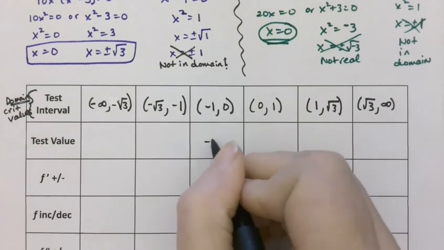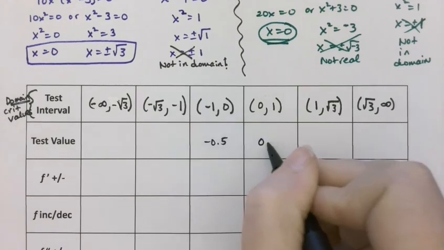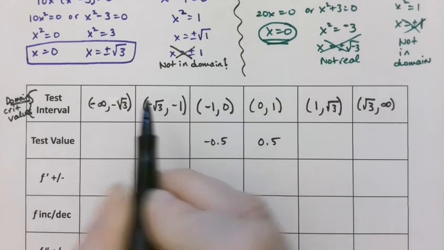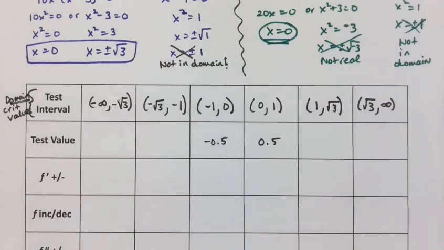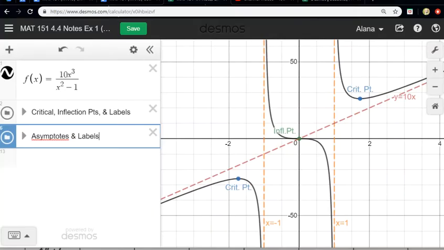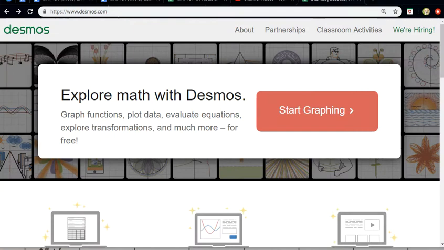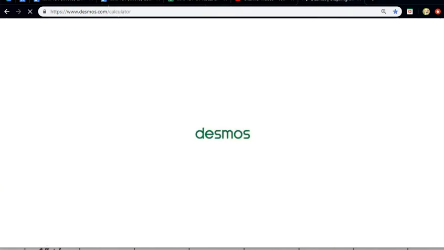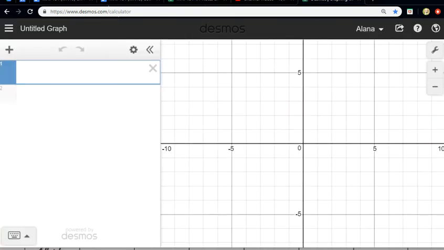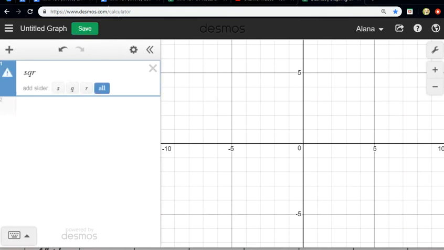So these ones are easily negative 0.5, 0.5. Between negative 1 and negative square root of 3, let's double check that real quick. Let me pull up Desmos. I click Start Graphing, and then you can grab a calculator as well. Either way, we just need a decimal approximation of the square root of 3. SQRT of 3, and it's about 1.732.